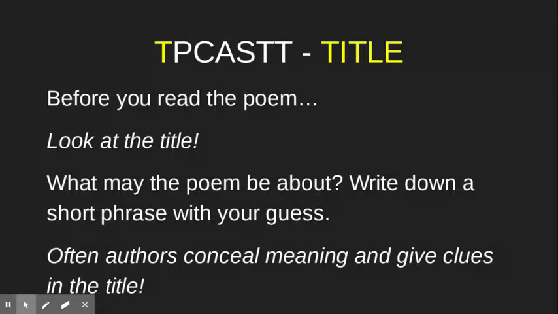So TPCASTT, the first step. The first T is title. Before you read the poem, look at the title. What may the poem be about? Write down a short phrase with your guess. Often, authors conceal meaning and give clues in the title.